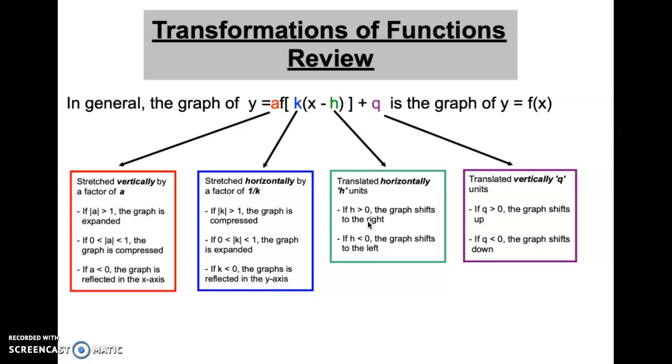If h is positive, it moves to the right. If it's negative, it moves to the left. That is a horizontal translation. And then last but not least, if there's something added or subtracted outside the function, then that is a vertical translation. If it's positive, it moves up. If it's negative, it moves down.